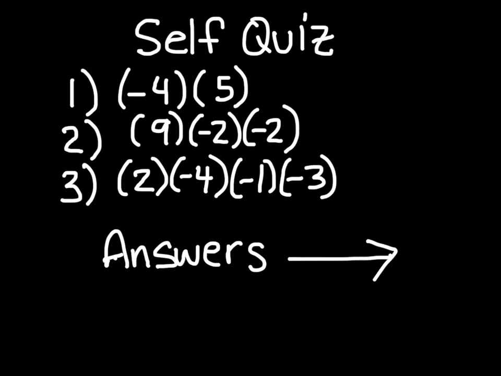All right, here is the self-quiz. There are 3 problems to do. I want you to pause your video, find your answers, then restart to check your answers. If you get all these correct, then you are ready for multiplying positive and negative numbers. All right, pause your video.